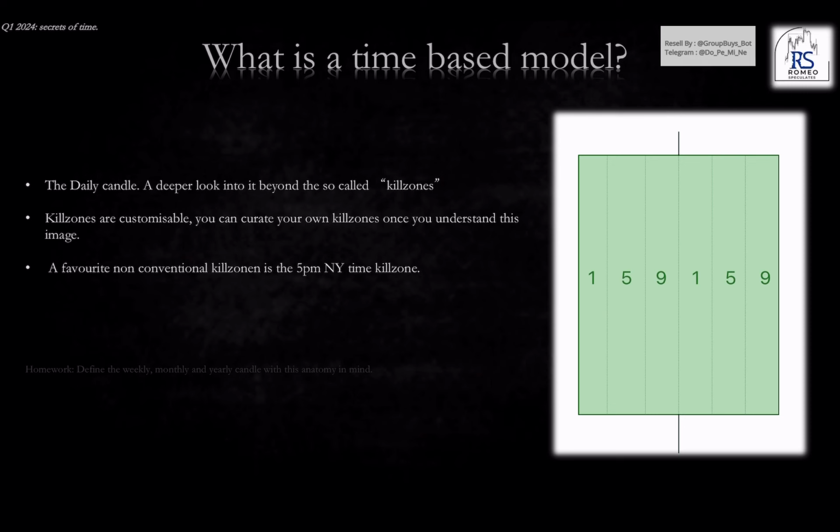Now the plug aside, 159, 159 is what shapes the daily candle. Once you realize this, you realize that kill zones are customizable, right? You can curate your own kill zones once you understand this image. As soon as you understand what this means, then you've already made a lot of progress in understanding the open, high, low, and close.